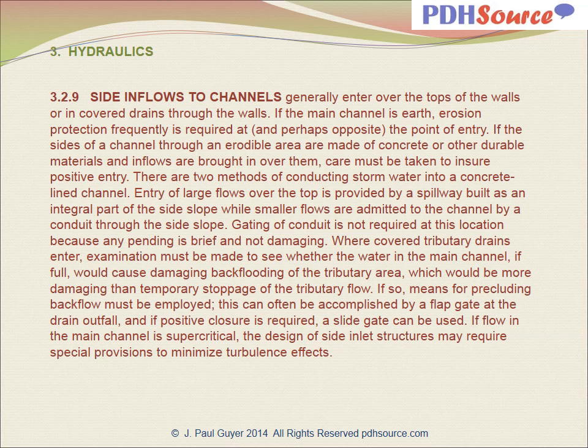Where covered tributary drains enter, examination must be made to see whether the water in the main channel, if full, would cause damaging backflooding of the tributary area, which would be more damaging than temporary stoppage of the tributary flow. If so, means for precluding backflow must be employed. This can often be accomplished by a flap gate at the drain outfall, and if positive closure is required, a slide gate can be used. If flow in the main channel is supercritical, the design of side inlet structures may require special provisions to minimize turbulence effects.